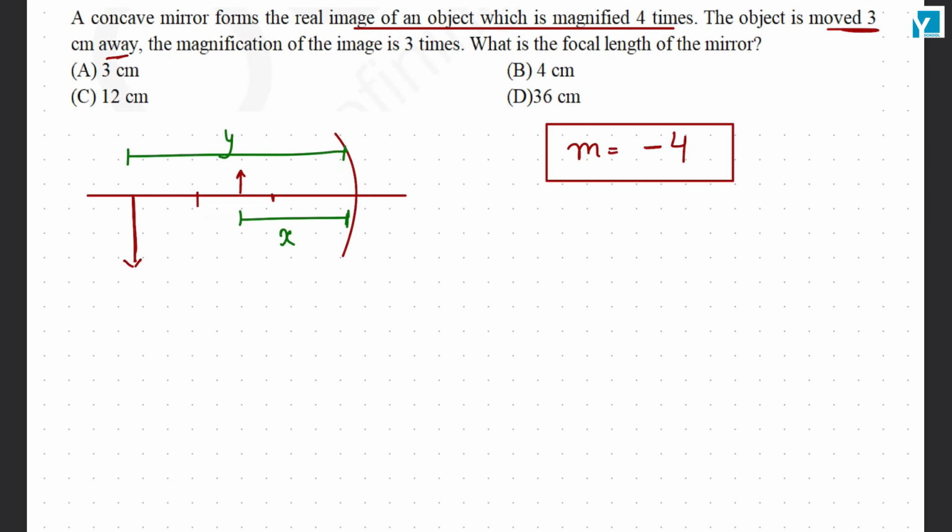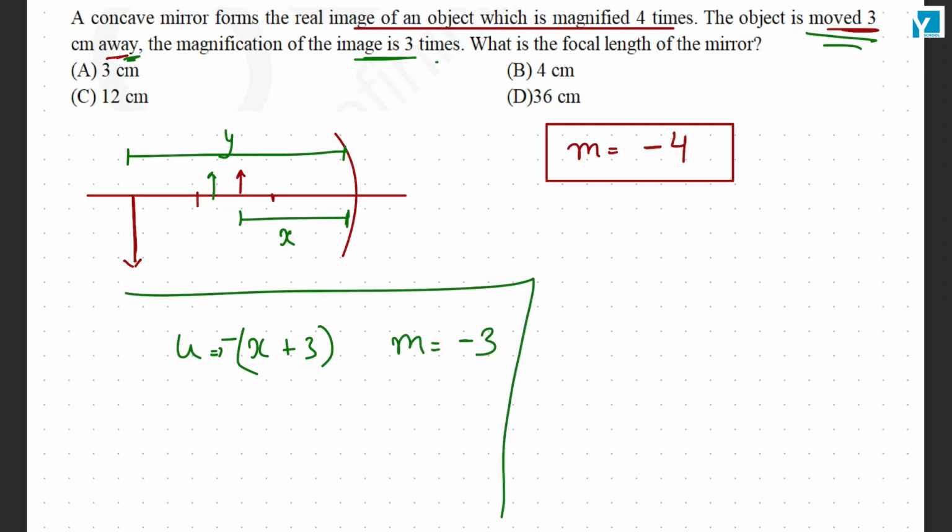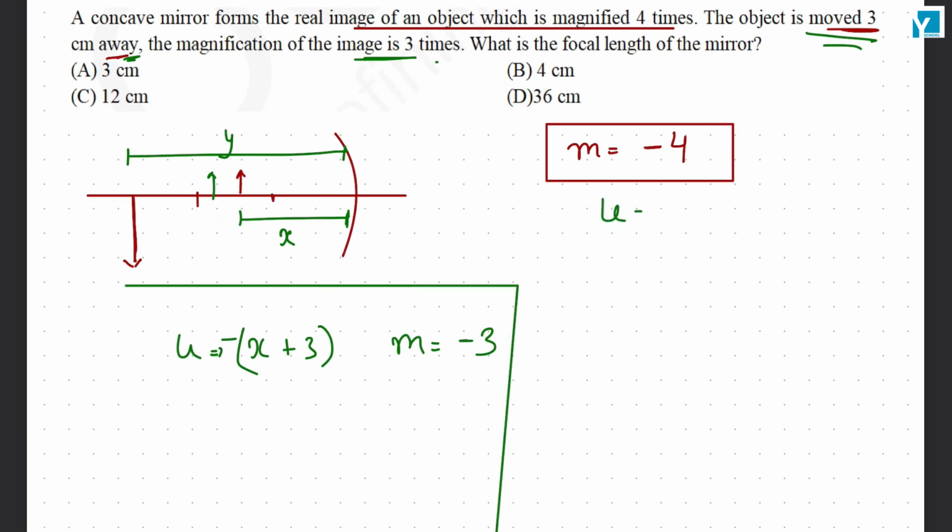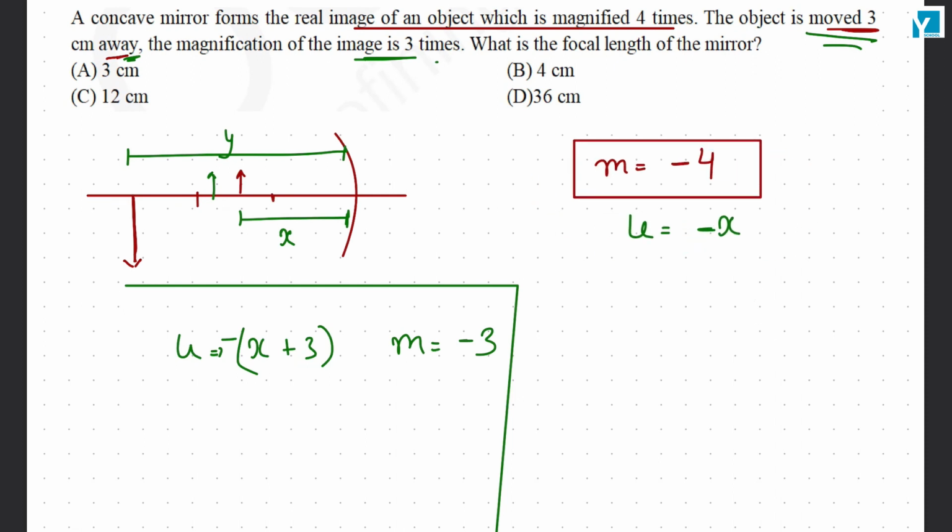Now the object is moved 3 centimeters away and the magnification of the image is 3 times. So if this is moved 3 centimeters away, u becomes x plus 3 and of course negative. And we don't know about v, but we do know that the magnification is 3 times. So in this situation, magnification is going to be minus 3. So we have these two situations. In this case, we have u is equal to minus x. And in that other situation, what is the focal length of the mirror?